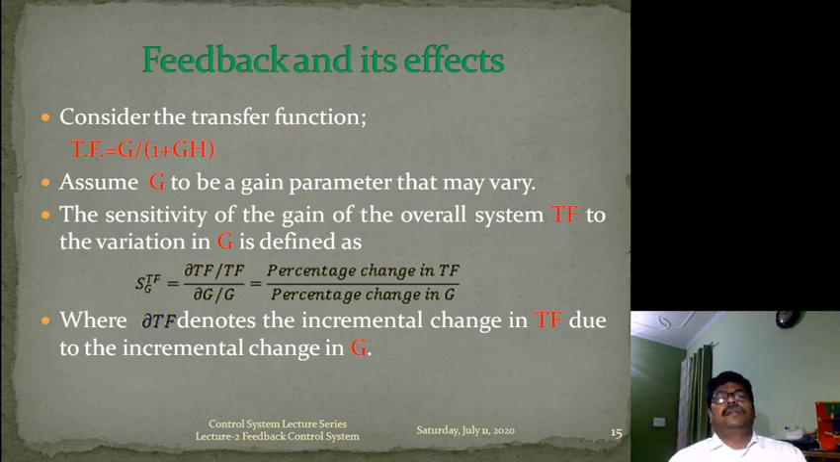So for a closed loop system having a transfer function G upon 1 plus GH, the sensitivity may be defined with respect to variation in G as the percentage change in the transfer function with respect to the percentage change in G, or del TF by TF equal to del G by G, where del TF denotes the incremental change in the transfer function due to the incremental change in G. Similarly, with respect to H, del TF upon TF equal to del H upon H, means the percentage change in the transfer function with the percentage change in the feedback path gain H.